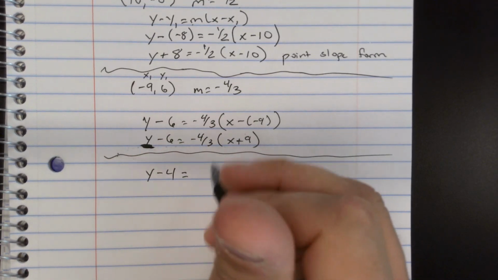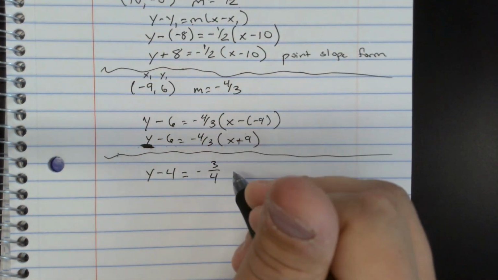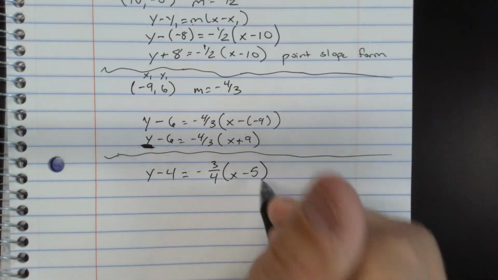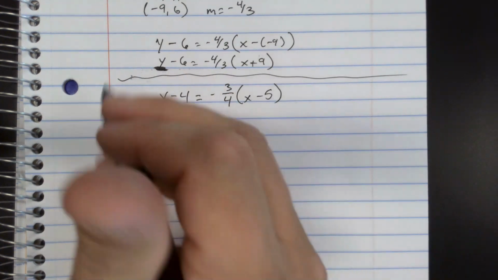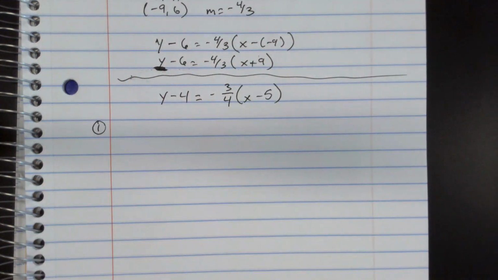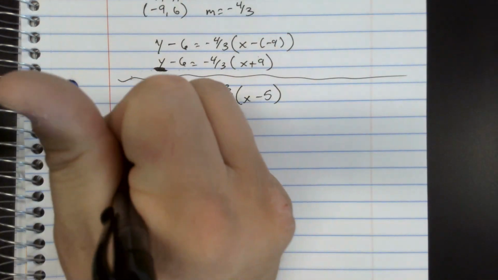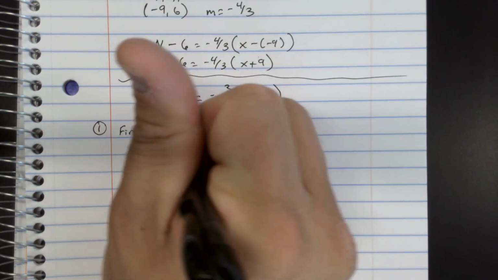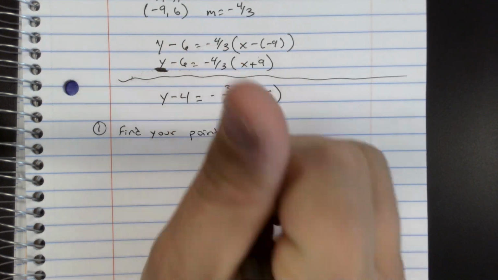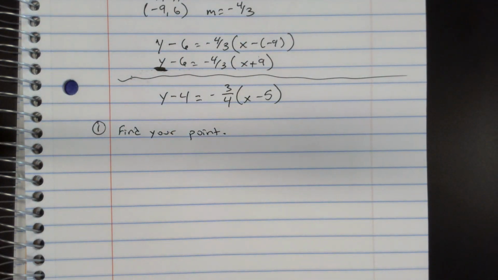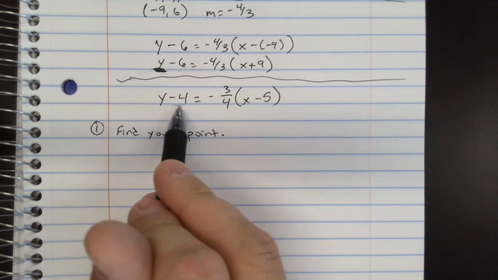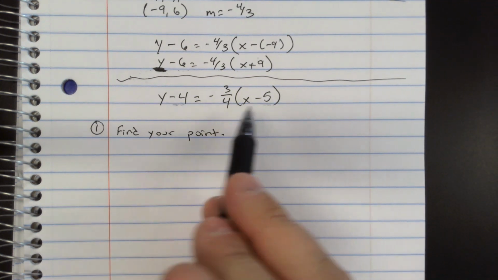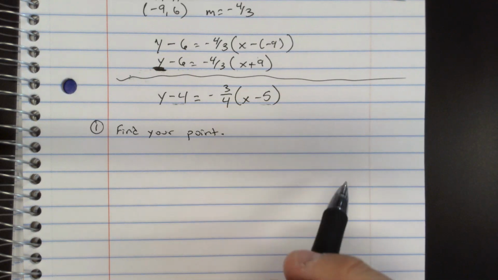y minus 4 equals negative 3/4 times x minus 5. That equation right there is in point slope form. We're going to learn how to graph out of this. So here we go. Step number 1: find your point. We're going to pull a point out of it. Now, our point is contained right here. There's our y coordinate, and there's our x coordinate. But they're not negative 4 and negative 5. Does anyone know what they'd be? Ricky?